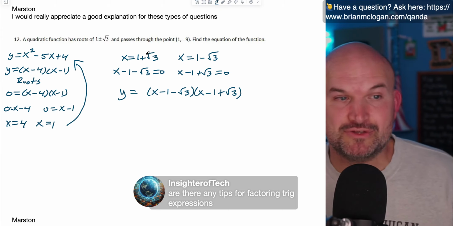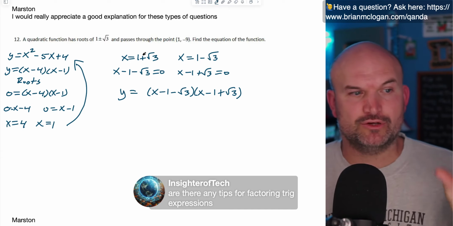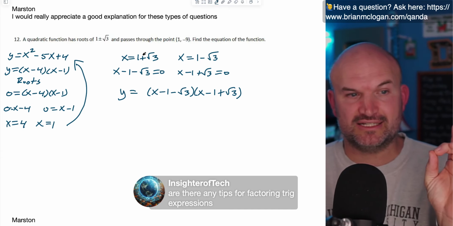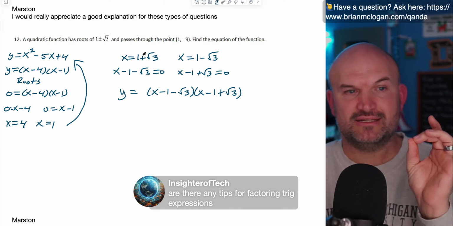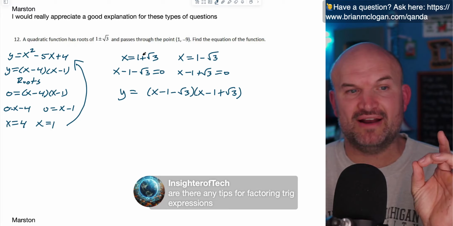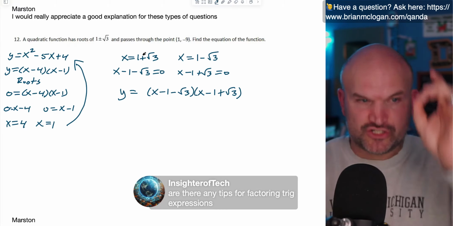Okay, so there's one other thing that comes into it. It says it has to pass through the point 1 comma -9. So we have our zeros, so we know where the graph is going to cross the x-axis. However, it has to go through the point 1, -9. So what can we do? We can't shift the graph left or right. We can't shift it up or down.